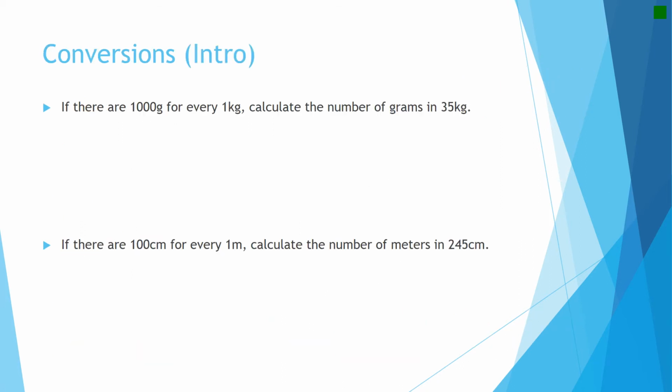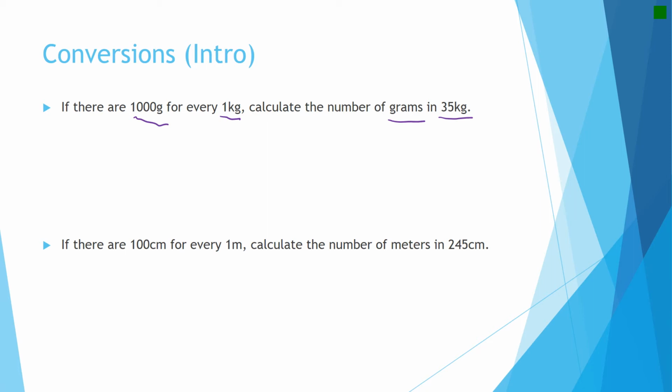Let's try to do some conversions. I'm just going to introduce you to this topic, and we'll be dealing with it a lot more in further topics. If there are 1,000 grams for every 1 kilogram, calculate the number of grams in 35 kilograms.